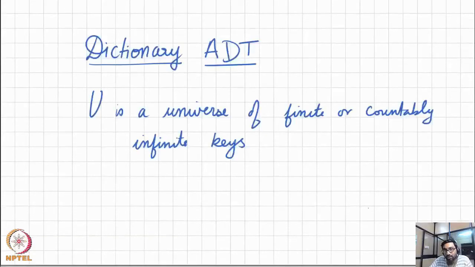In this segment, we're going to look at how to use chain hashing to implement the dictionary ADT. So let us recall what the dictionary ADT is all about. Let U be a universe of either finite or countably infinite keys. And so each item that we want to store in the dictionary is identified by a unique key.